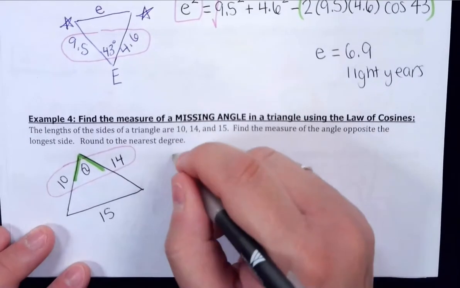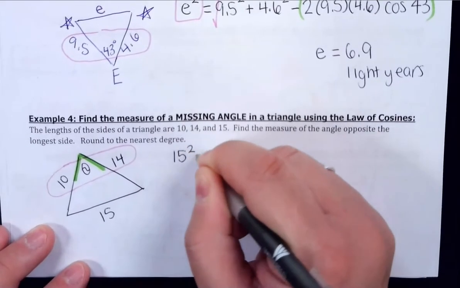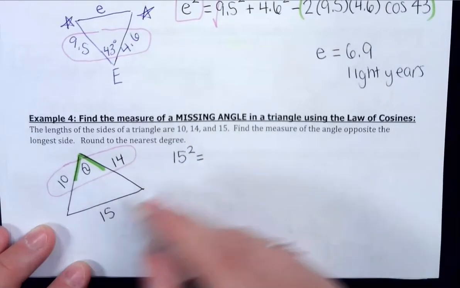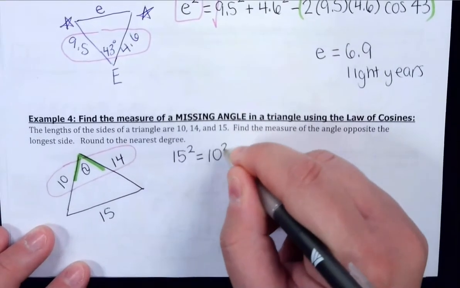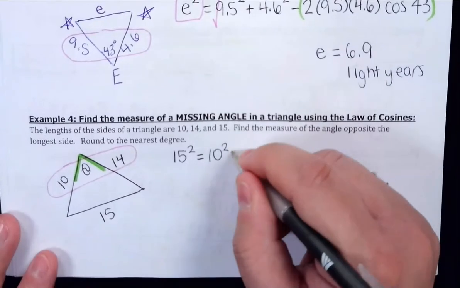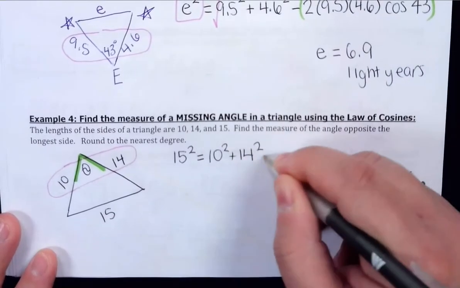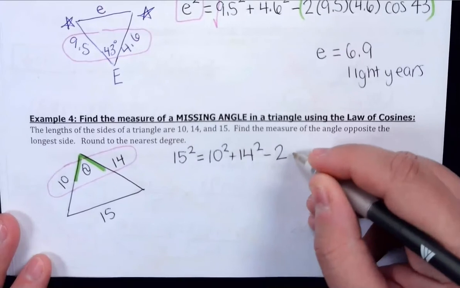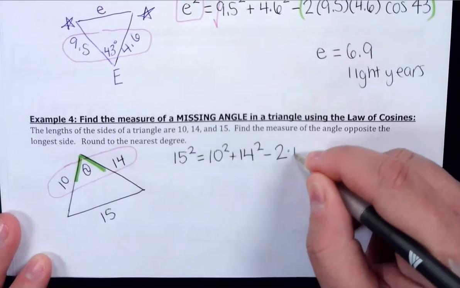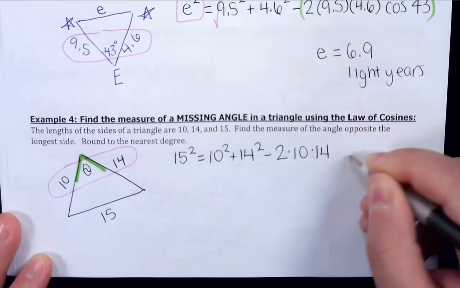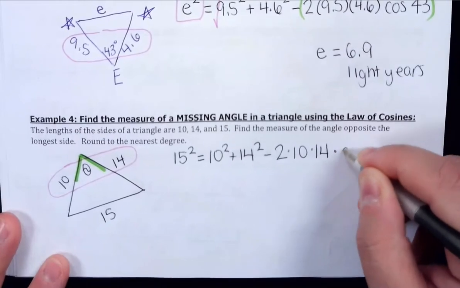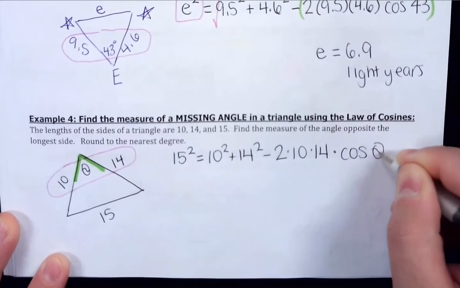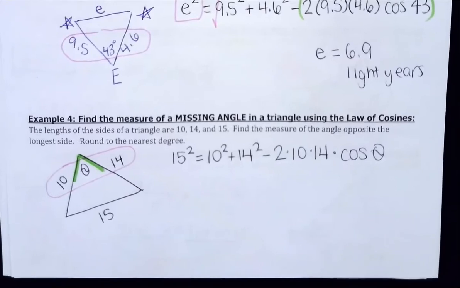So set up here, we'll have 15 squared. And then the complicated side, it doesn't matter the order you put these in. So I can put the 10 squared first or the 14 squared first. That doesn't matter. Same thing with this part. You can put the 10 first or the 14 first. It doesn't matter. You're multiplying times the cosine. We're trying to find a missing angle here, so I'm going to put that as theta.